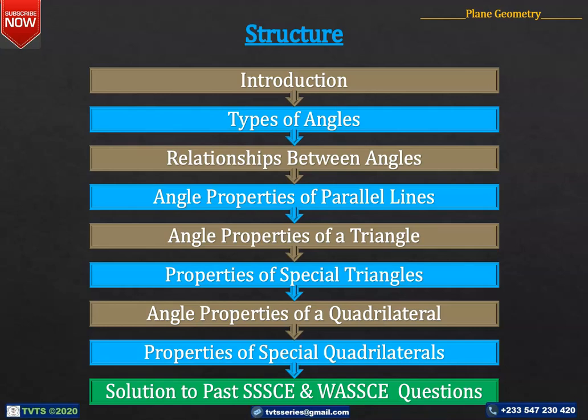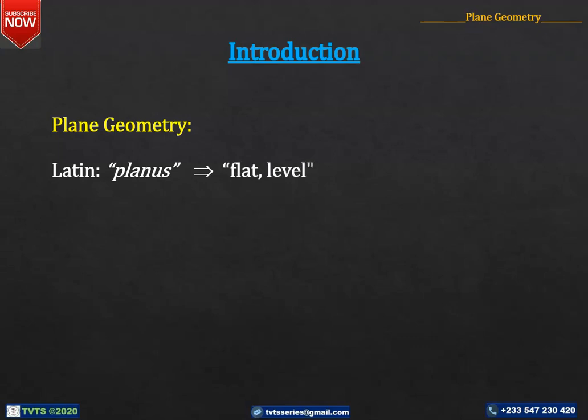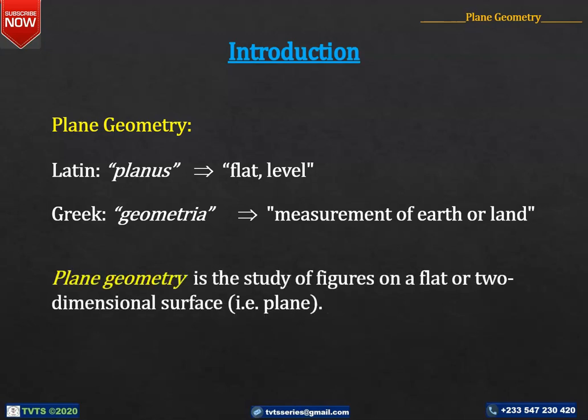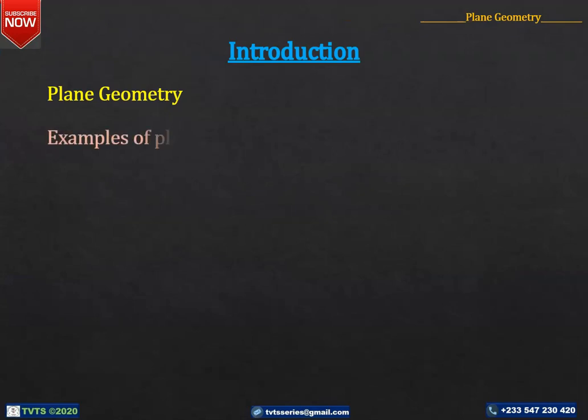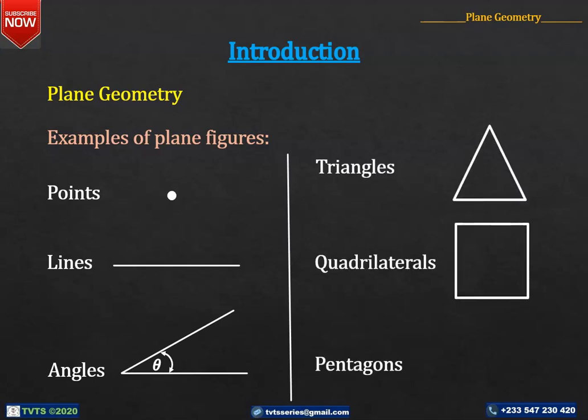For a better understanding of the topic, let's take a look at the definition of some key terms and concepts. Plane geometry is from the Latin word planus, which means flat or level, and the Greek word geometria, which means measurement of earth or land. Plane geometry, therefore, is the study of figures on a flat or two-dimensional surface. It focuses on points, lines, angles, and 2D shapes like triangles, quadrilaterals, and pentagons, among others.